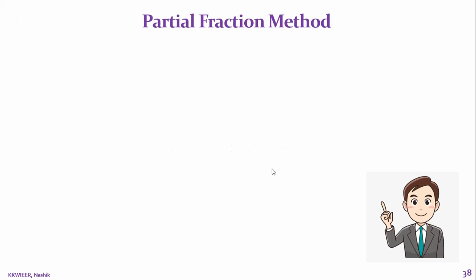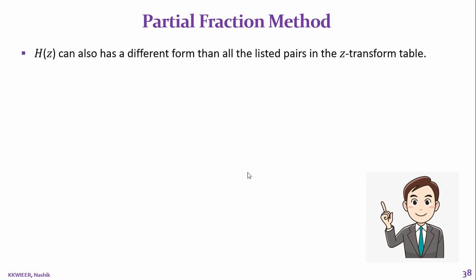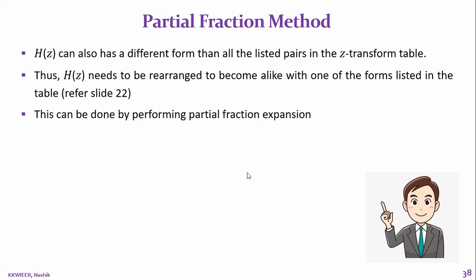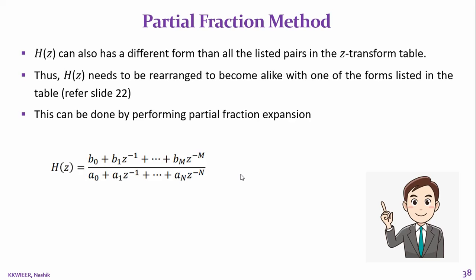Now the second one is the partial fraction method. So h of z can also have a different form than all the listed pairs in the z transform table. Thus h of z needs to be rearranged to become like one of the forms listed in that table. So this can be done by performing the partial fraction expansion using this formula. What you have to do? Make a form of your numerator in terms of bk z raised to minus k and make a form of the denominator in the form of ak z raised to minus k. Let us understand how to do that with the help of one example.